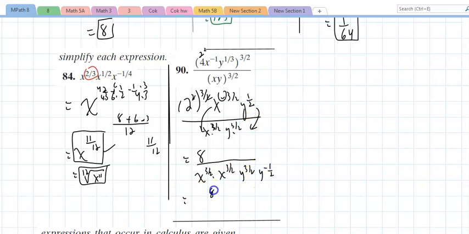And you could say that's 8 over. When you multiply those, you add the powers. That's x to the 6 halves, which is 3. And when you multiply those, you add the powers. 3 halves minus 1/2 is 2 halves, which is 1.